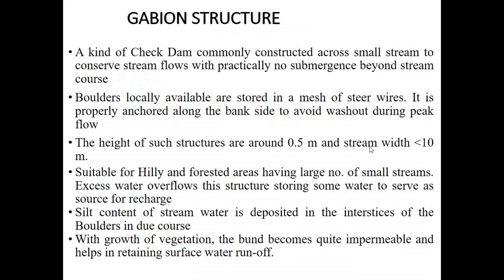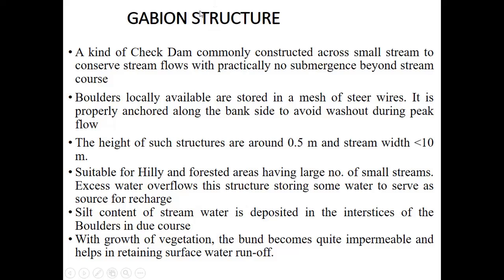A gabion is a kind of check dam commonly constructed across a small stream to conserve the stream flows with practically no submergence beyond the stream course. Locally available boulders are stored in a mesh of steel wires and properly anchored along the bank side to avoid washout during peak rainfall runoff. The height of such structures is around 0.5 meters and the stream width should be less than 10 meters.